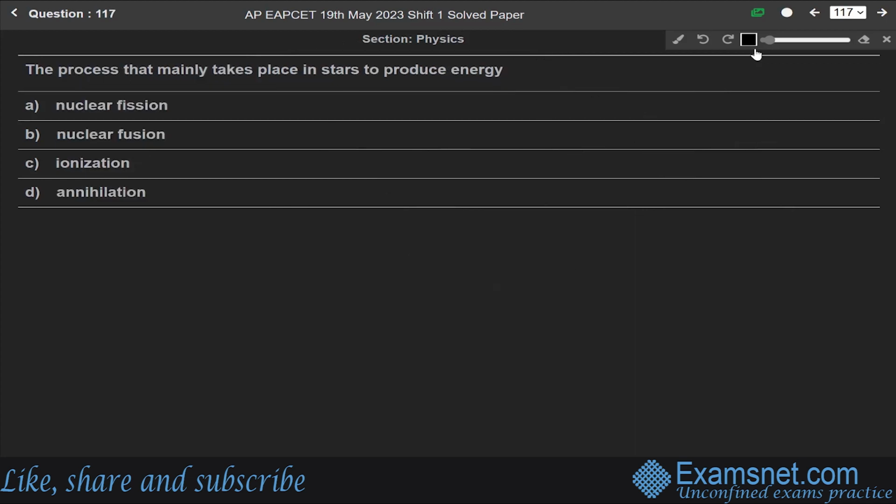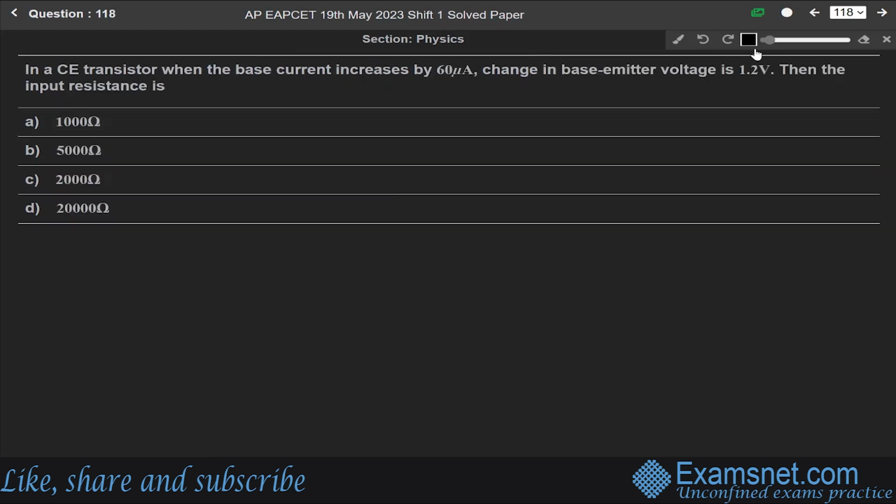Okay. Now next question. The process that mainly takes place in the star to produce energy. Okay. So this question is from the chapter of nuclei. So in a star, the nuclear fusion process produces the energy. Okay. So for stars, the correct answer is nuclear fusion reaction, option B.